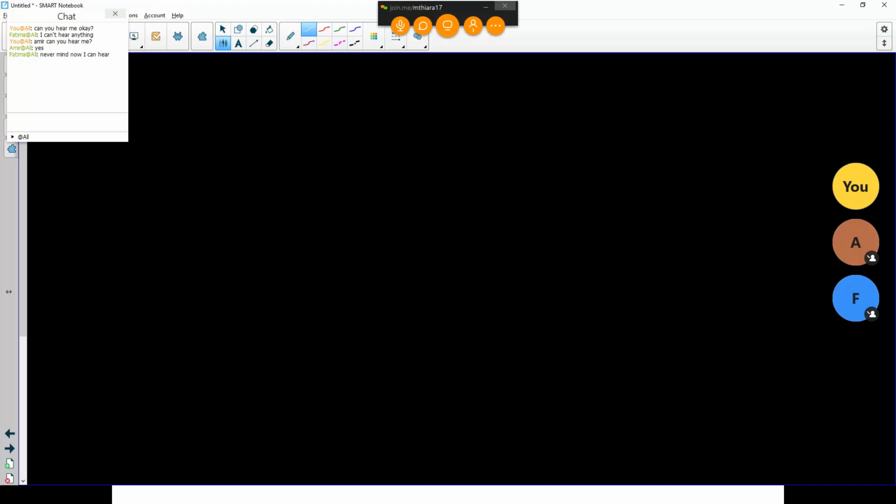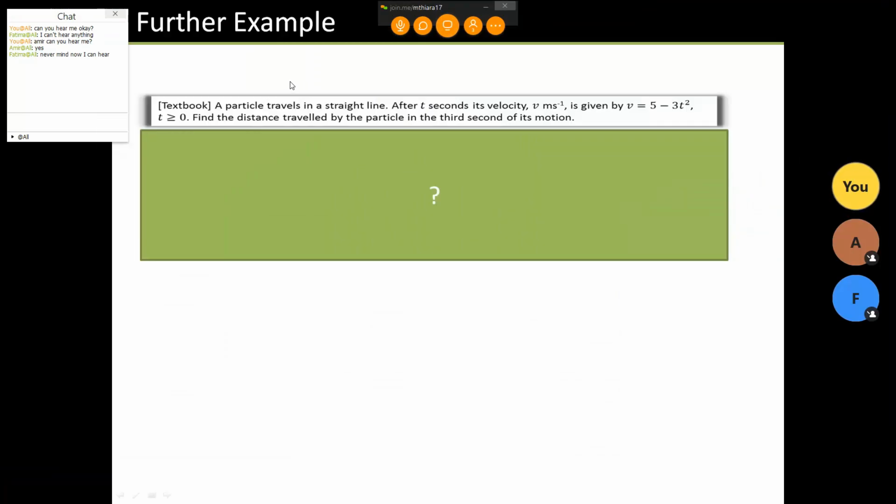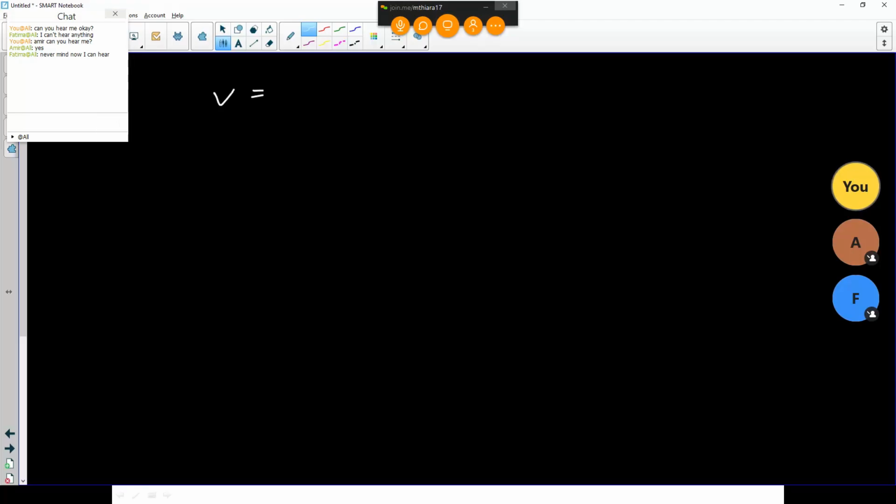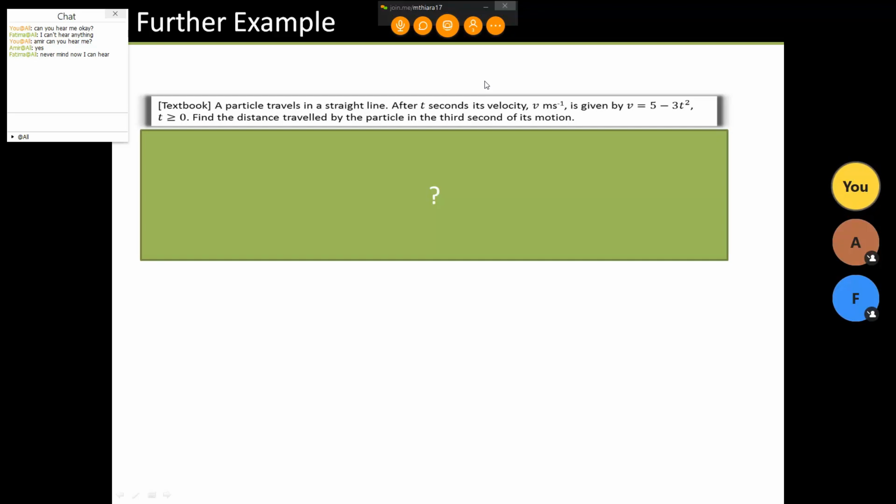To go from velocity to displacement, I'm going to need to integrate. So first I'm going to write down the formula for v. v is equal to 5 minus 3t squared, and the distance the particle travels after t seconds is given by that.